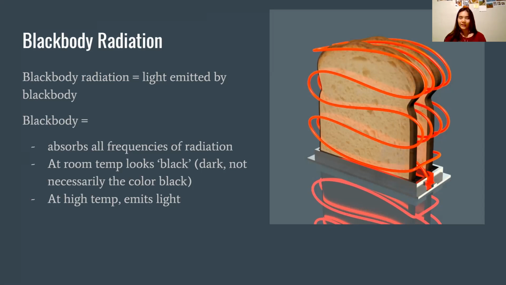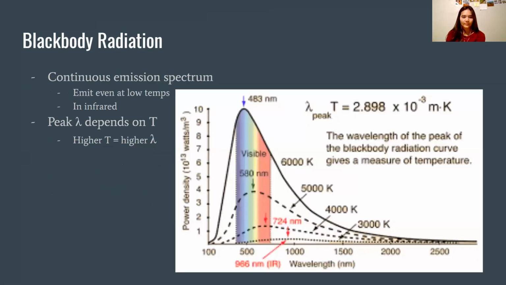Like the coils in a toaster, here it's lit up, but the coils of the toaster are not necessarily black, they're just metal, gray or whatever. And then at high temperatures, it emits light or radiation, like visible light. Continuous emission spectrum of blackbody radiation.